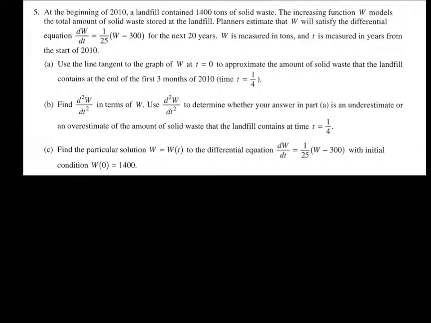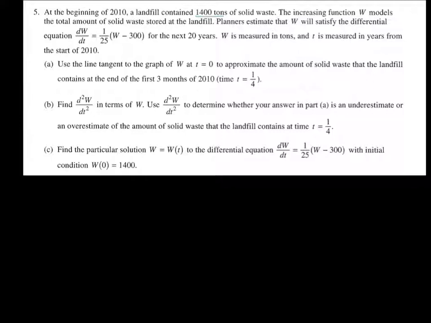Number 5 is a little bit harder. It's a little bit trickier because of everything that's happening on this one. In part A, you have to find the equation of a tangent line at t equals 0. Time equals 0 means that's at the beginning of 2010, and you are told in the problem that at the beginning of 2010 there are 1,400 tons of solid waste. So you can use that to identify your point, but you still need to find the slope.